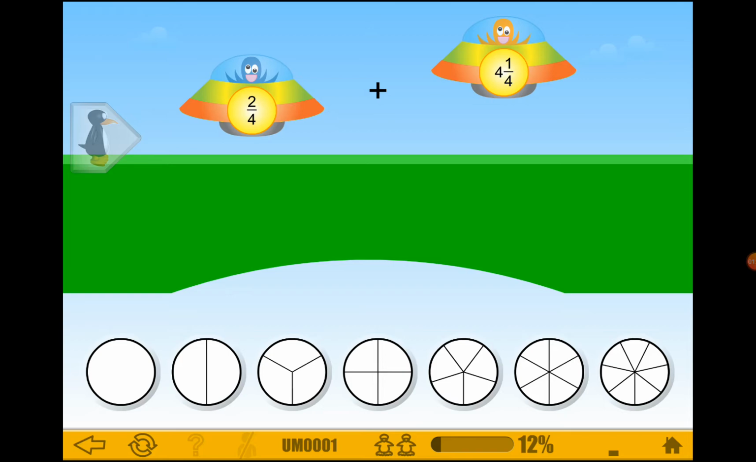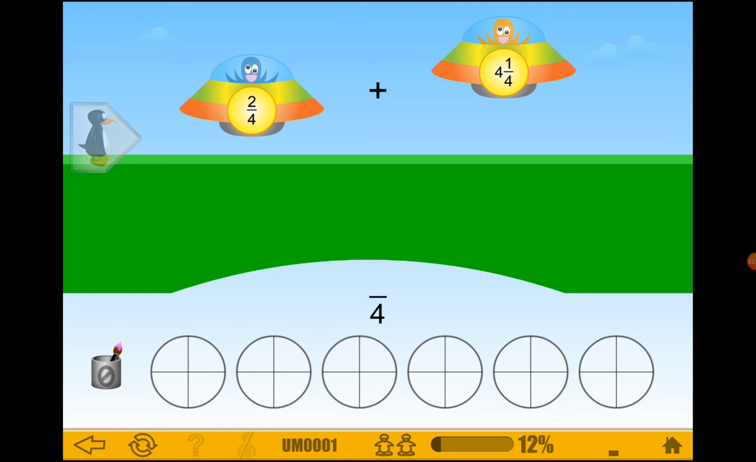Alright. Now we have this. 2 over 4, 4 over 4. Okay. First, we change the 4 into 16, 17, 17 over 4. And then 19 over 4. Okay. So we can change it into this, 19 over 4. Okay.